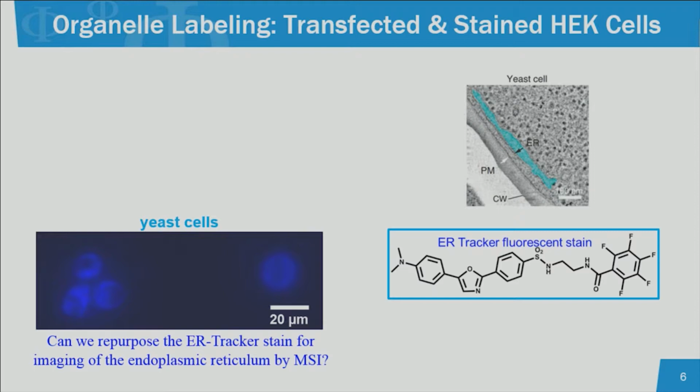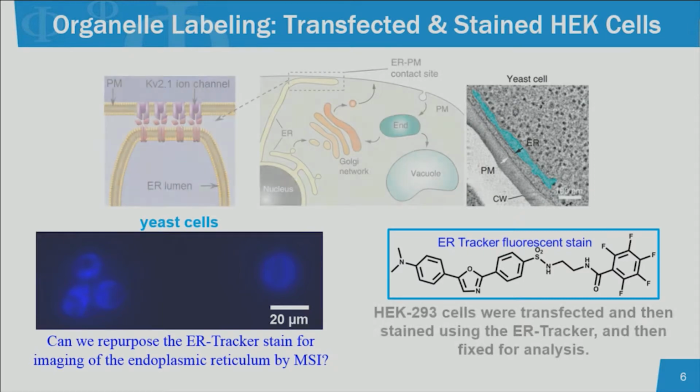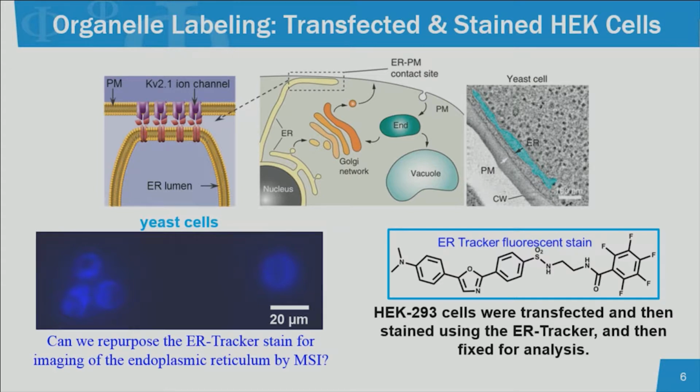So Mary's idea was to say, what if we use TOF-SIMS imaging using these same types of labeling compounds, and then we have a tag to identify the organelle that we're in, and then we can use that information to do further molecular characterization. Essentially the idea is to repurpose the ER tracker stain.